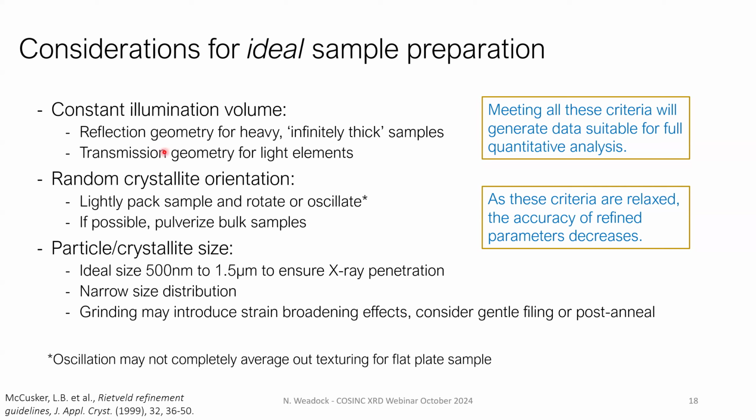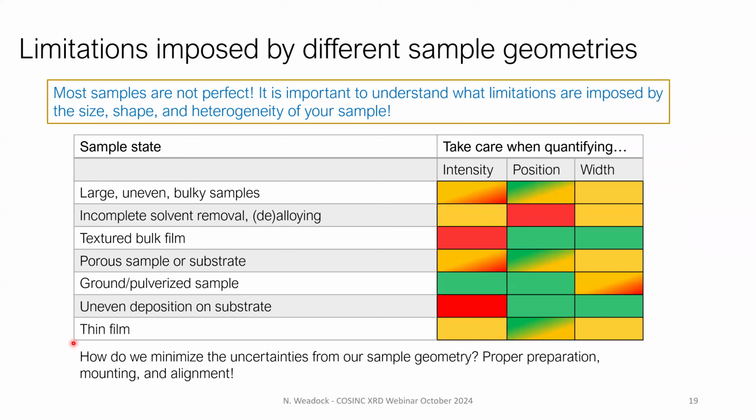So if you're able to meet all of these criteria, then you'll have a data set that's really optimal for a full quantitative analysis. And as you relax them, depending on which one you're not quite meeting, the accuracy of different parameters will decrease. Now, obviously, you're not going to be able to make this ideal powder all the time. So that's fine. It's just important that you, based on your sample geometry, understand what limitations you will have in your analysis.